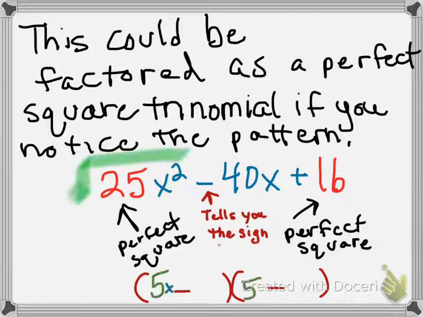Then you take the square root of 25, and you get 5, and you put that in front. And the square root of x squared is x, and so you put that in front. And then the second one, you take the square root of 16, and you put that second. So this is a quick way to factor this problem if you see the pattern of the perfect squares.